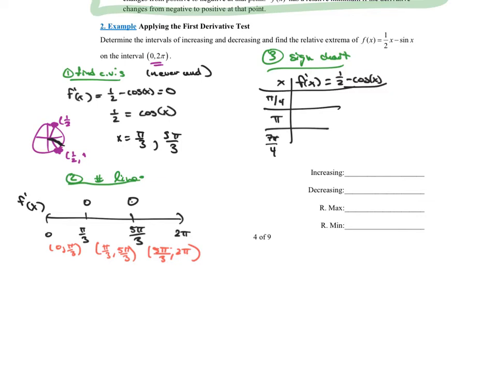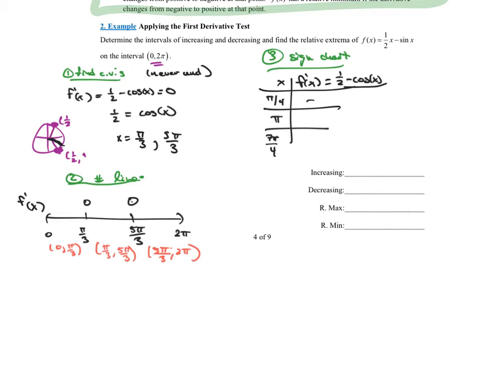These are not the only ones I have to use. I can use whatever I want to use. But let's go ahead and do this, okay? So let's look at the first interval, pi over 4. Plugging it into the derivative: 1/2 minus cosine of pi over 4. Well, cosine of pi over 4 is root 2 over 2, and root 2 over 2 is bigger than 1/2. So 1/2 minus root 2 over 2 would be a negative value.